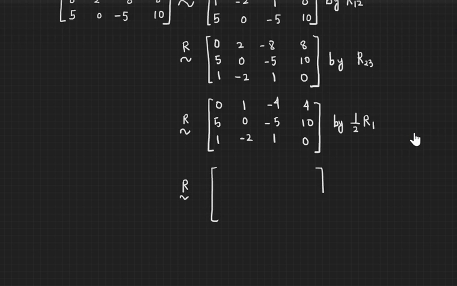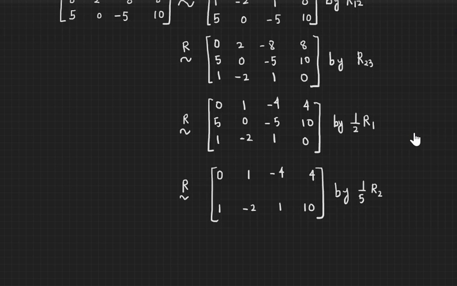Let's get another row equivalent matrix by performing 1/5 R2. It means that I need to multiply all the entries of R2 by 1/5. So the first row remains the same, the third row remains the same, but the second row is replaced by multiplying 1/5 to R2.